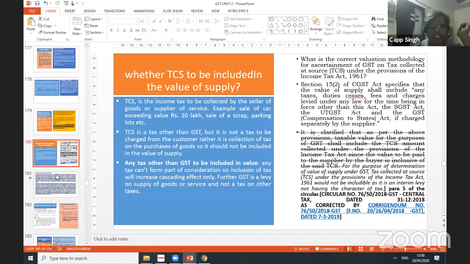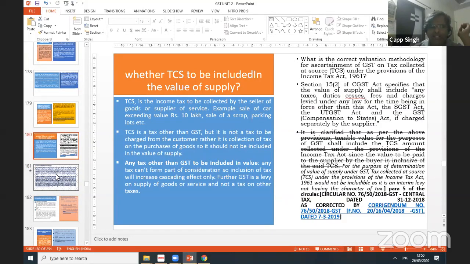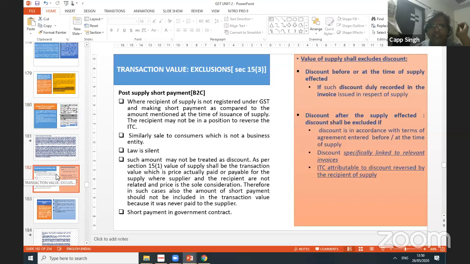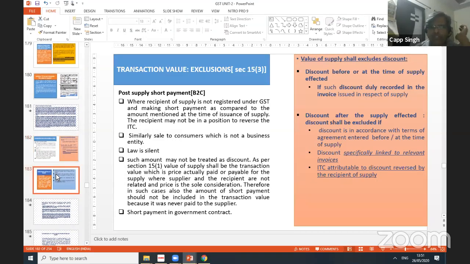So TCS, as we know, in the case of sale of a car exceeding 10,000, the car dealer is collecting tax, and in some other cases also there is TCS. In such a case, whether GST will be applicable on TCS or not, the answer is no. There is no tax on TCS. So I have just explained how the valuation will be.